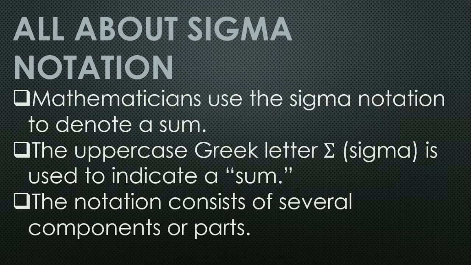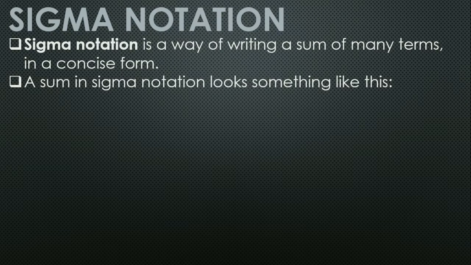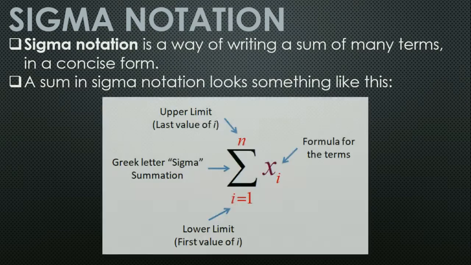The notation consists of several components or parts. Ano-ano nga ba ang parts ng isang sigma notation? So, sigma notation is a way of writing a sum of many terms in a concise form. A sum in sigma notation looks something like this. As you can see, so may andyan na yung mga parts niya. So, this is read as the summation of x of i from 1 to n.